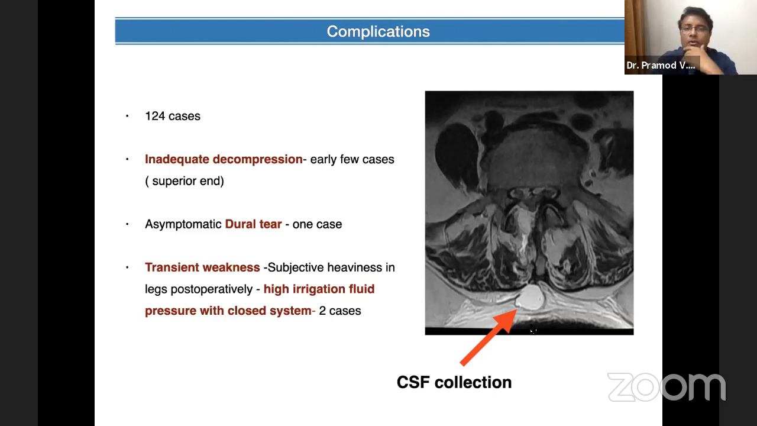So when we started following that, in the initial stages, we used to check the decompression intraoperatively on the C-arm pictures, the lateral C-arm pictures. But later on with experience, we were able to do that comfortably and we didn't need intraoperative C-arm. During all my cases, I think I have had two or at the most three cases of dural tears, and they were completely asymptomatic.